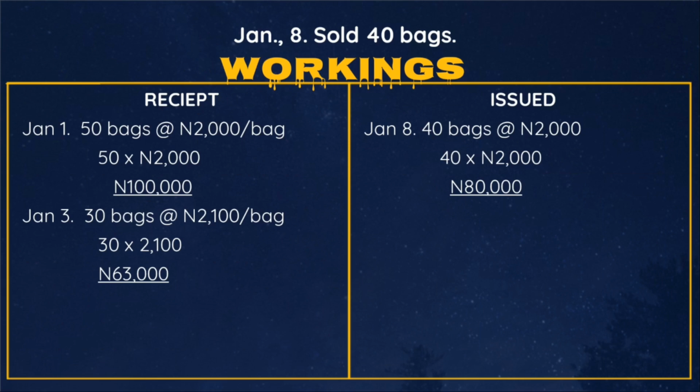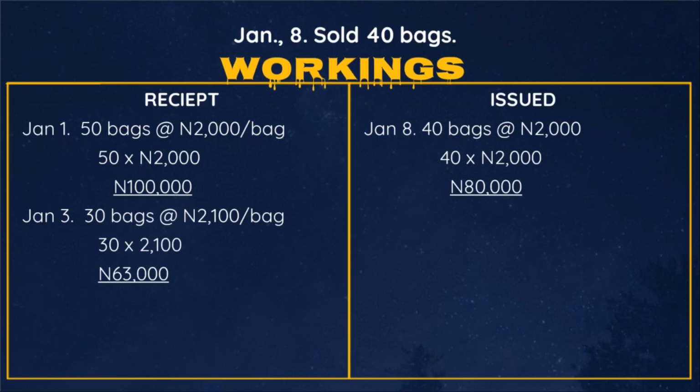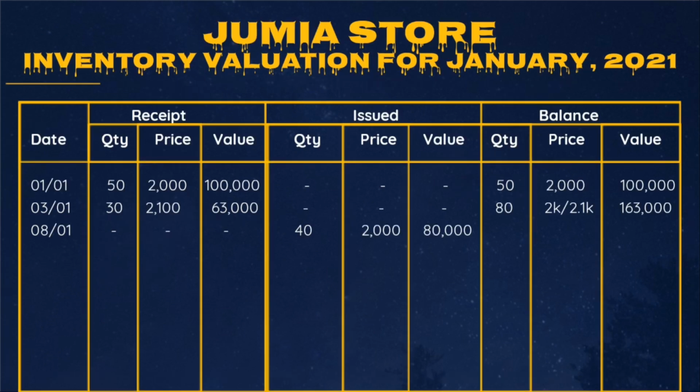Now let's go back to our inventory account. What is the date? That is January 8, 8-1. Under the receipt, this time around, they are issuing, so there's no receipt. Under the receipt is going to be dash, dash, dash. Under the issue, how many quantity? The quantity is 40, the price is 2,000, while the value is 80,000 naira.